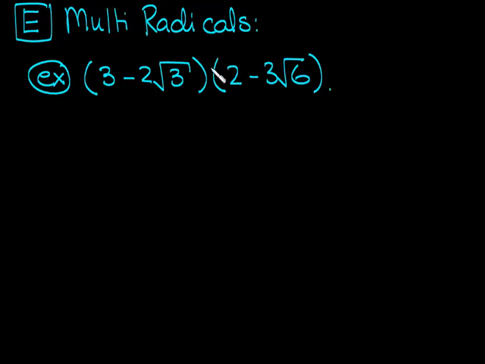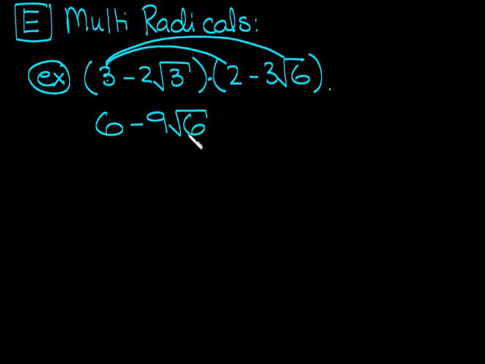I'm multiplying two radical expressions. When you multiply, you basically just distribute. You take this 3 and multiply it here, you take this 3 and multiply it there. So let's start with that. 3 times 2 is 6. 3 times 3 is 9. So I get negative 9 square root of 6.